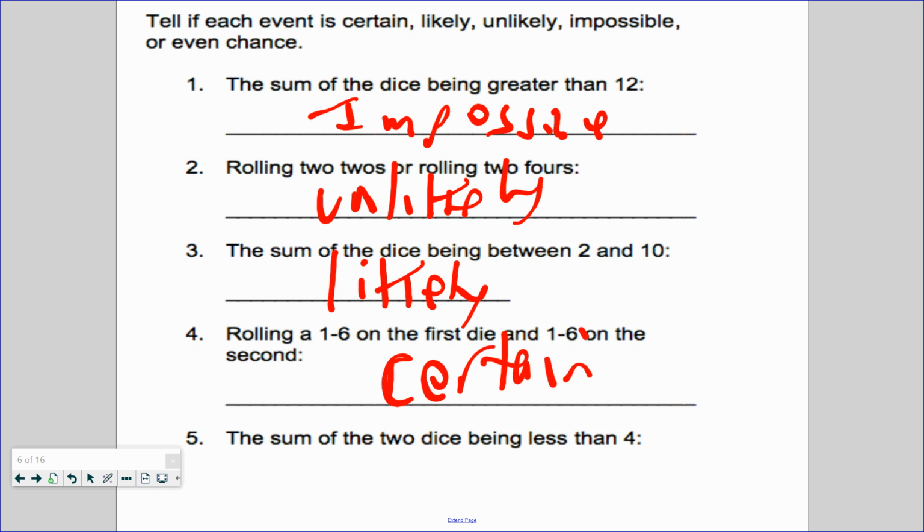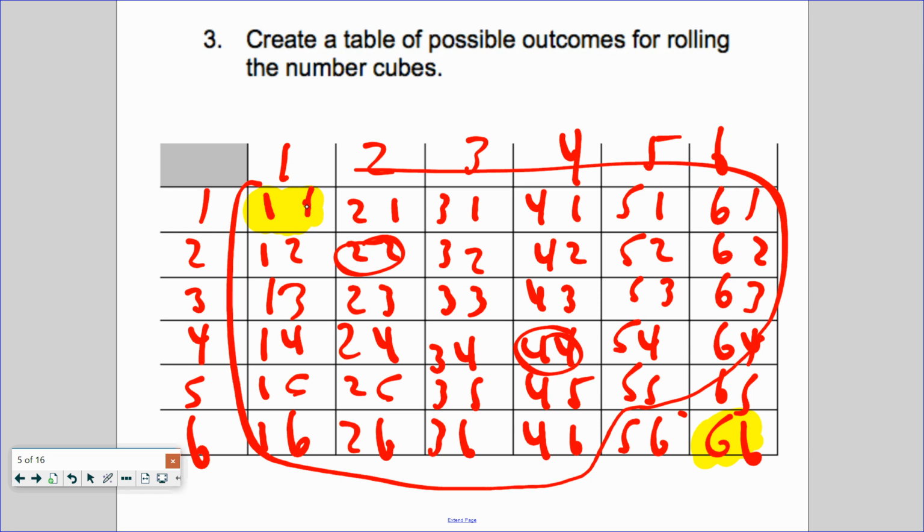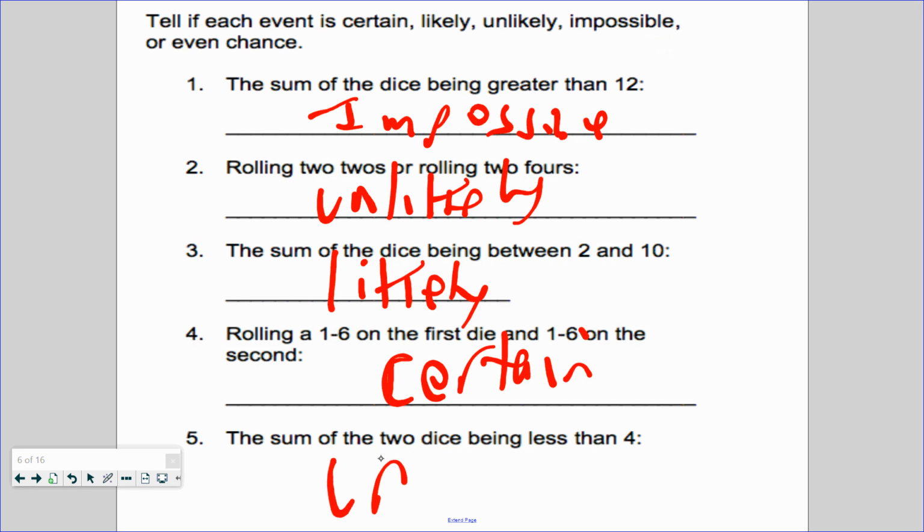And the sum of the 2 dice being less than 4. 1 plus 1 is 2, 3, less than 4. So it's only these 3. So it's unlikely of that happening.